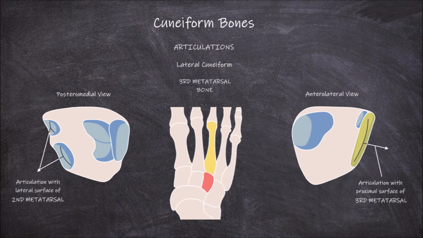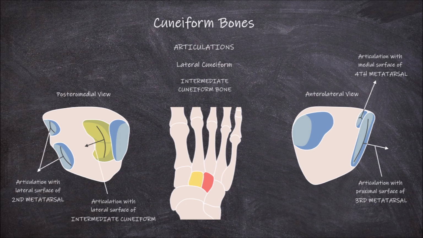The third articulation is with the fourth metatarsal bone. A facet on the distal end of the lateral surface of this bone articulates with a facet on the medial surface of the base of the fourth metatarsal. The fourth articulation is with the intermediate cuneiform bone. A strip along the medial surface of this bone articulates with a facet on the lateral surface of the intermediate cuneiform. The fifth articulation is with the cuboid bone.